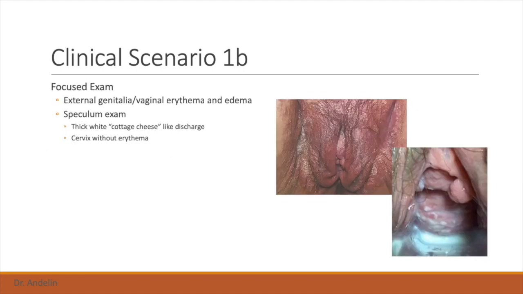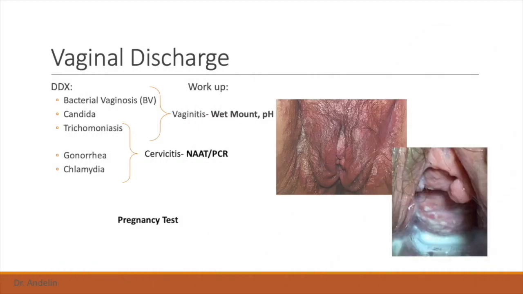On our exam, we find that her external genitalia and vagina have erythema with edema. On speculum exam, we find a thick, white, cottage cheese-like discharge. The cervix, however, has no erythema. We will begin our workup with a wet mount and vaginal pH. In this case, there are no signs of cervicitis, and we would not necessarily need to check PCR for gonorrhea and chlamydia. We should, however, remember to check a pregnancy test.